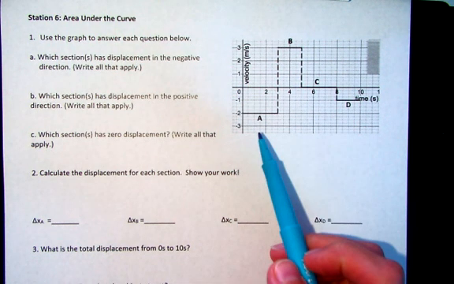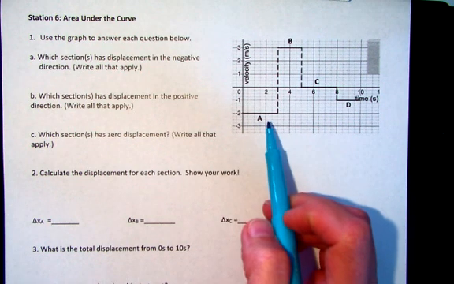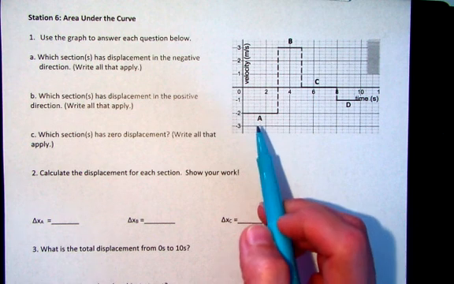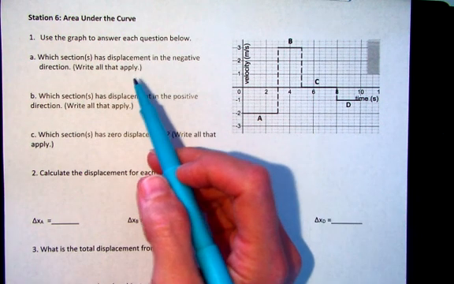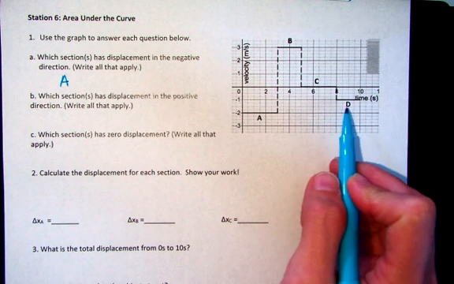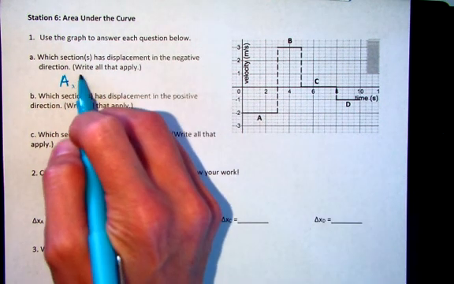So looking at section A, I'm going negative 2 meters per second. What that tells me is I'm moving 2 meters per second in the negative direction. If I'm moving in the negative direction, then my displacement must also be negative. So this is going to be A. And then D also has a negative velocity of -1. So it's going to be D.